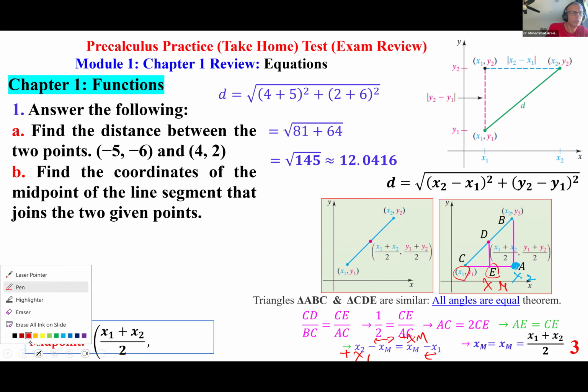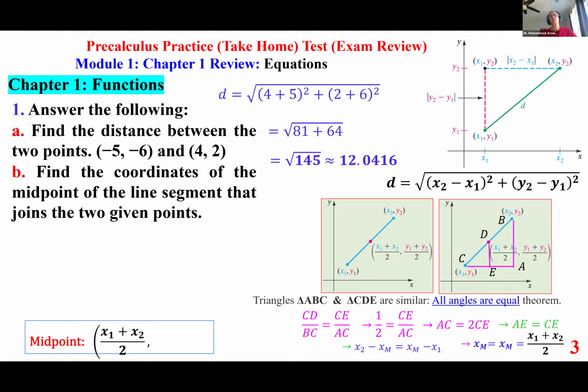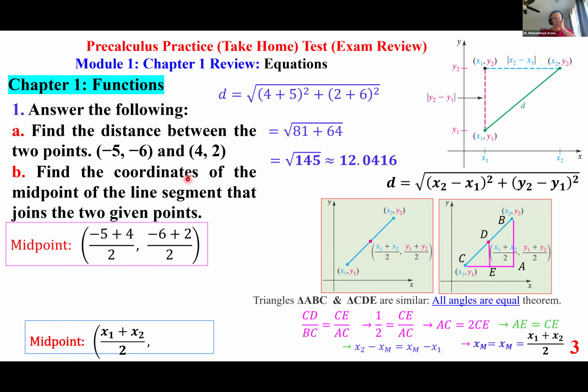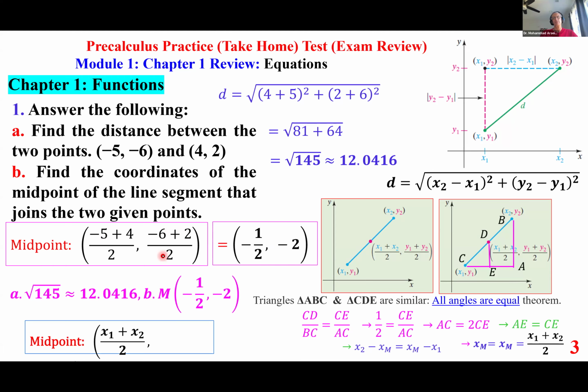We are going to erase my work, and therefore, what is the midpoint for these two? Add up the x coordinates, minus 5 and 4, divided by 2. Add up the y coordinates, minus 6 and 2, divided by 2. This becomes negative 1 half. This becomes negative 4 halves, which is negative 2. And so that's the bottom line. Pretty straightforward.